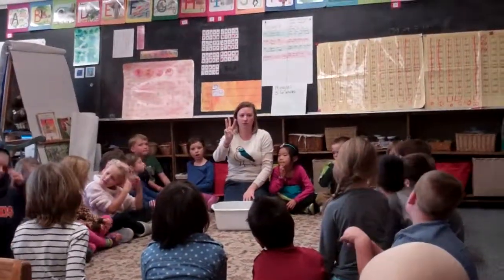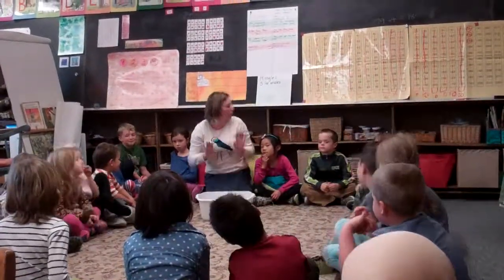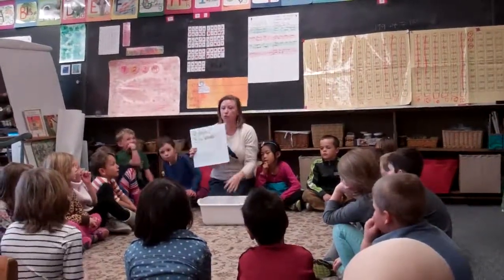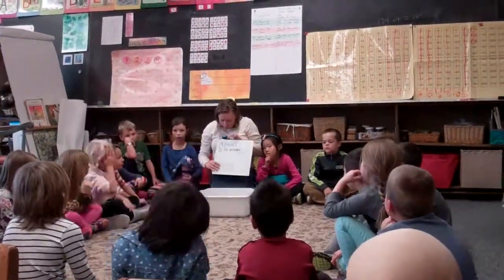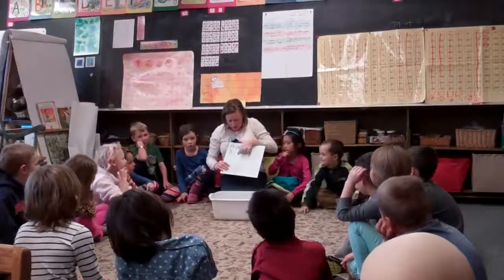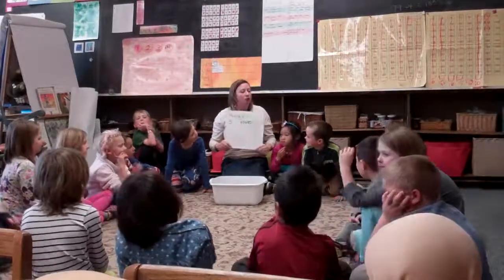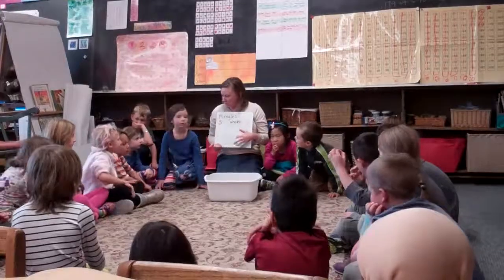3, 2, 1, 0. So, we did our survey, and our survey question that we're going to focus on is, would you rather be an eagle or a whale? So, I had 19 eagles and 3 whales. So, I'd like to show you how you can represent that. How can I show what I've learned from my survey?